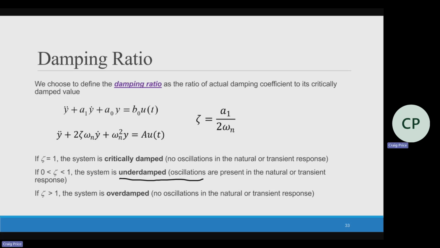Most of the time, we're dealing with underdamped systems. If you think about car suspension, that's a major one. We want to make sure it's underdamped. We don't want to feel all the different things. We want there to be a little bit of give in the system. So we're typically dealing with underdamped systems. Okay, so that's how we find the damping ratio. Make sure that we have it in standard form.